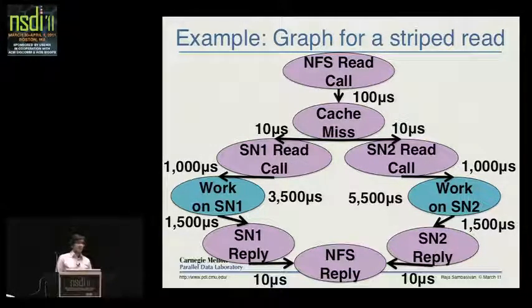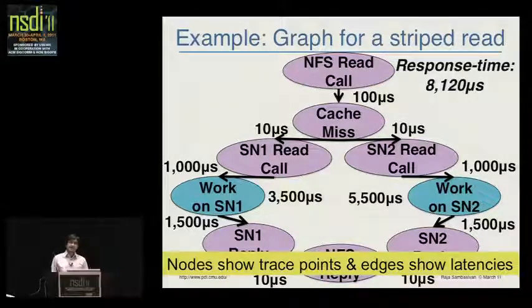Finally, when the NFS server has all the data it needs to return data to the client, it adds one final instrumentation point saying that it's done, as seen by the NFS reply node, and then returns to the client. The request flow graph will also show the overall response time of this request, which is about 8 milliseconds. And that's dominated by the rightmost subpath of this graph, the critical path. So the key takeaway of this slide is simply that the nodes show the trace points accessed by individual requests, and edges show latencies.